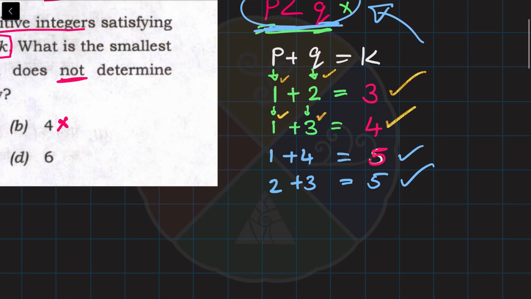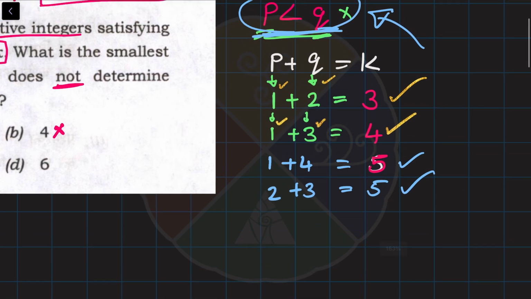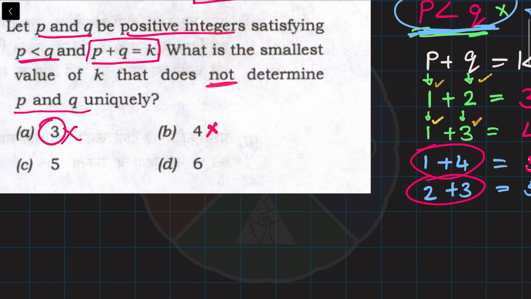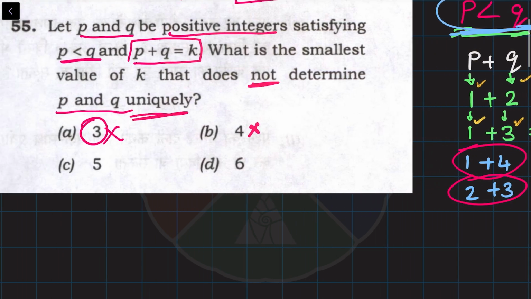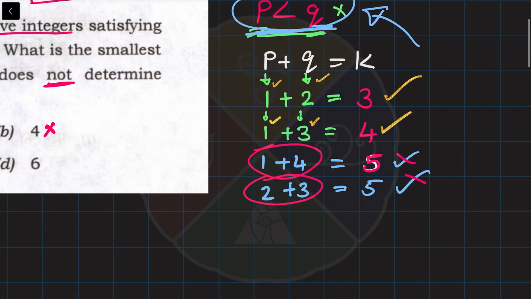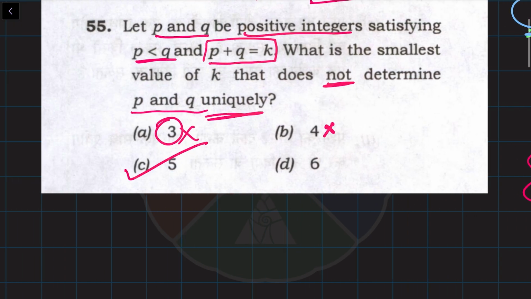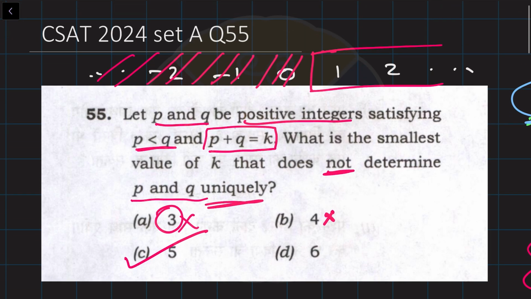The problem here is that now I cannot determine whether the answer for p and q is 1 and 4 or 2 and 3. There are two different answers. Therefore, I cannot determine the values of p and q uniquely. So the smallest value of k which prevents me from determining p and q uniquely is when k is equal to 5. So this is the answer. It is actually a logical, simple problem.